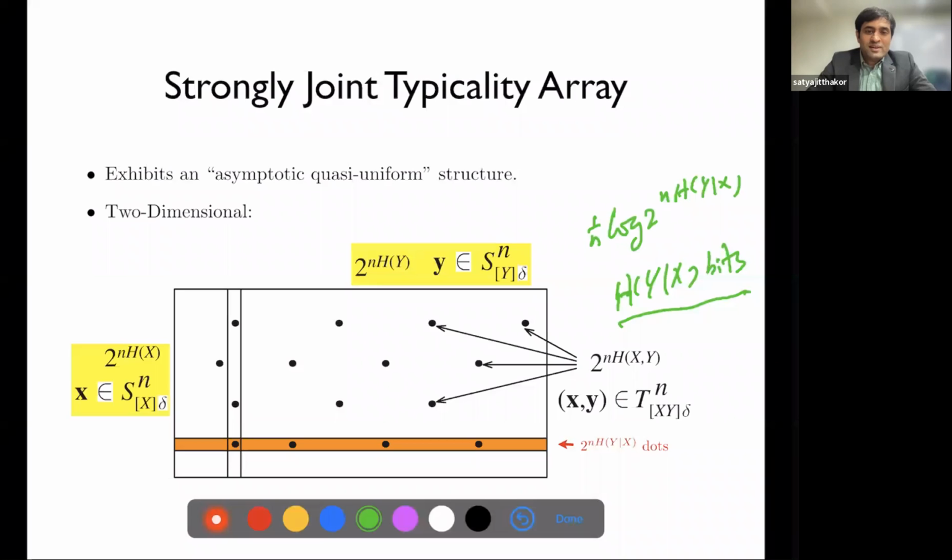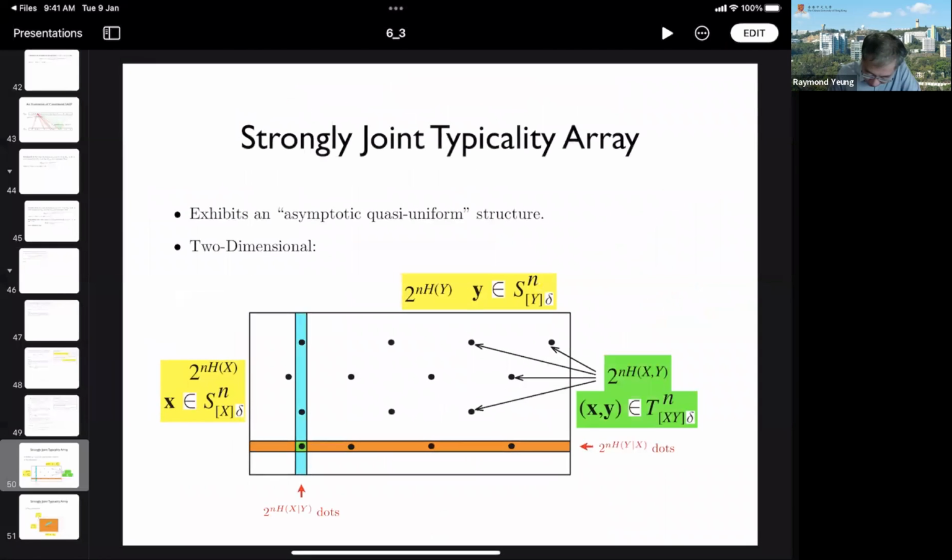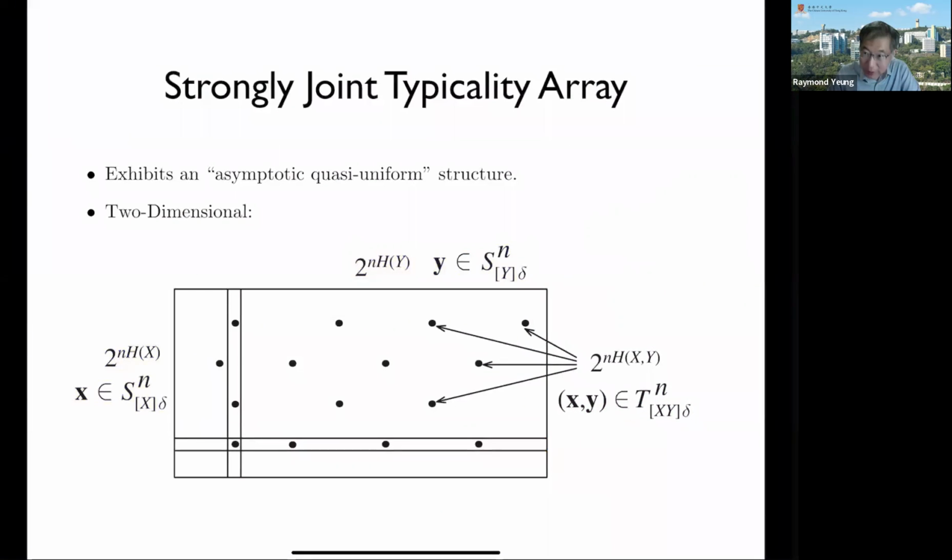Thanks, Raymond. Perhaps you can quickly explain what quasi-uniform means here to the audience. Oh, okay. Let me explain this again. Quasi-uniform means that, well, this is an asymptotic quasi-uniform. Okay, actually, if you look at all the columns, they all contain approximately the same number of dots. You look at all the rows, each one of them, they all contain approximately the same number of dots. Now, I'll give you one more very striking interpretation of this array here.